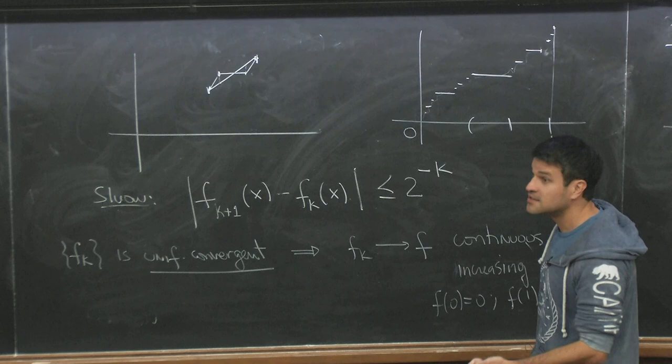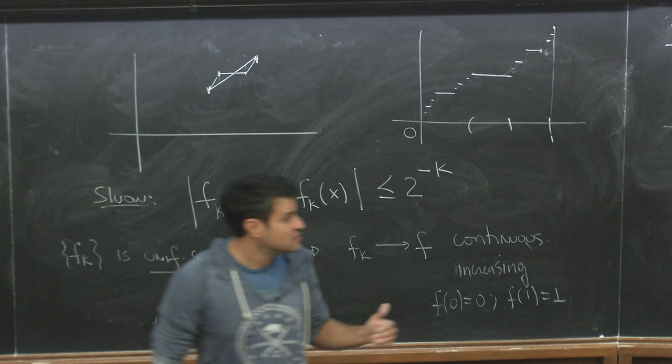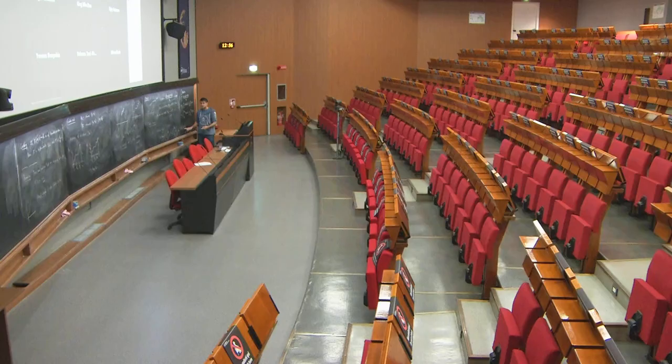It's actually a continuous function. So you found a continuous increasing function that has a derivative almost everywhere, and this derivative is zero. So this inequality here is actually strict, because f(1) is 1 and f(0) is 0 in that case. You cannot do better than this.